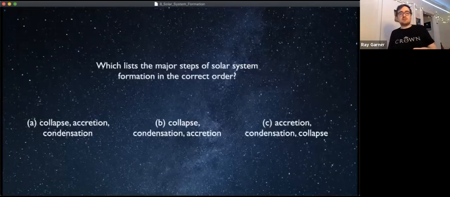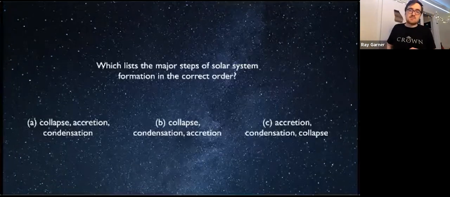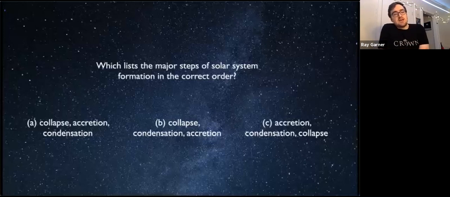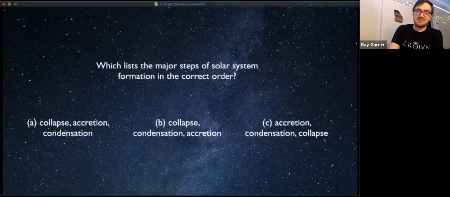All right, so here's a question. Which lists the major steps of solar system formation in the correct order? A, collapse, accretion, condensation; B, collapse, condensation, accretion; or C, accretion, condensation, collapse. So pause the video and come back to this when you've got your answer. All right, I assume you've got your answer. The correct answer is B.